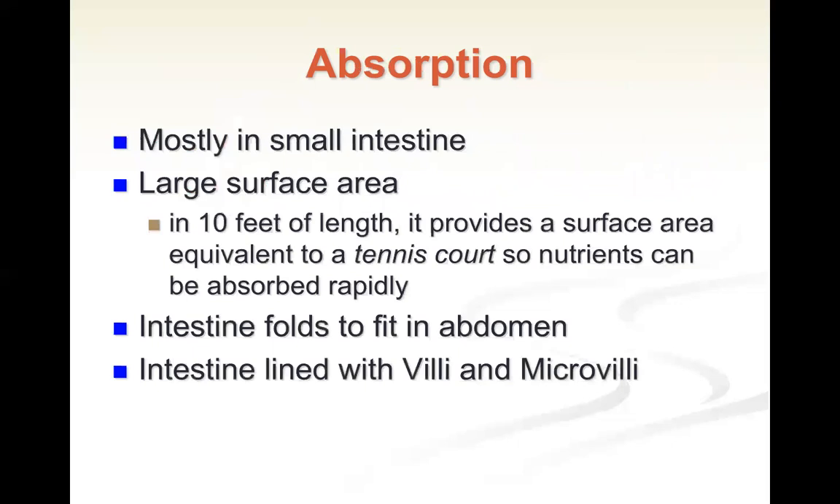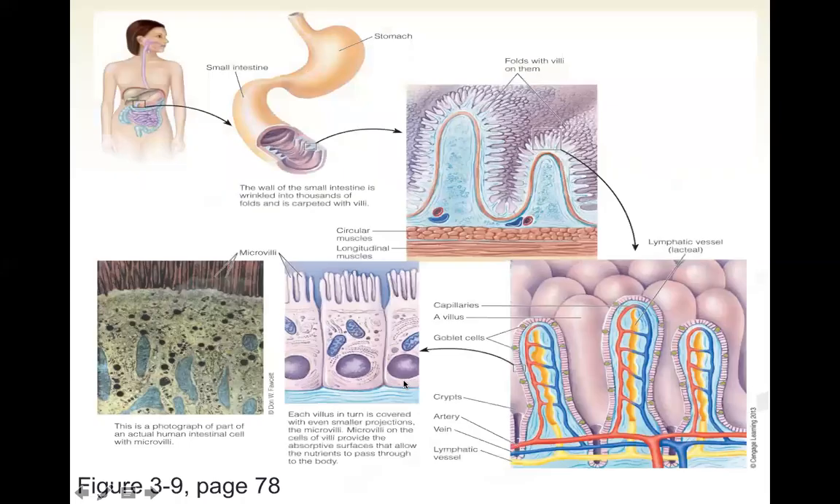Absorption. So I think we've discussed this already, but absorption primarily happens in the small intestine. The small intestine has a very large surface area. It's 10 feet in length, and the surface area is equivalent to a tennis court. How is this 10-foot intestine equivalent to the size of a tennis court? Well, it's lined with these finger-like projections called villi and microvilli. And the villi and microvilli of the small intestine significantly increase its absorptive capacity.